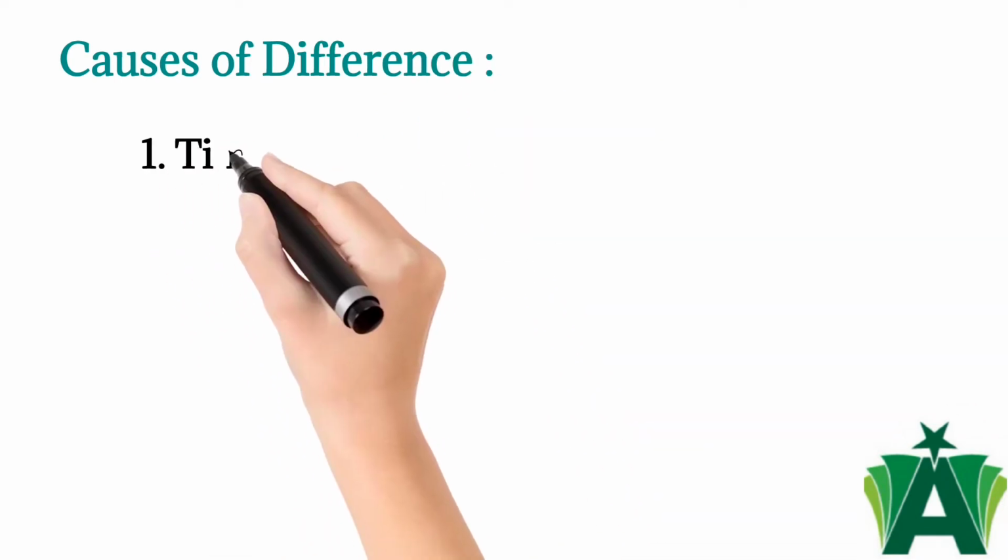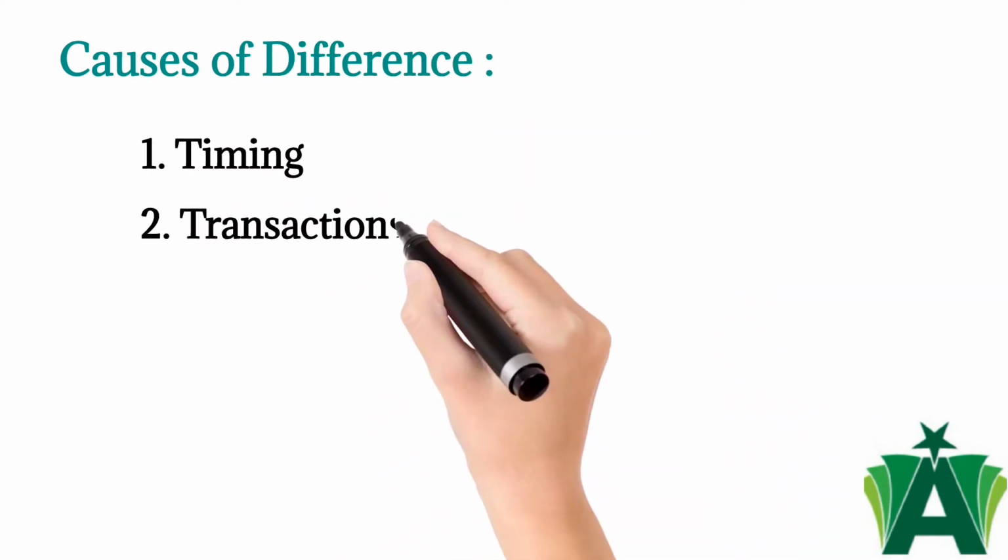Causes of difference. Number 1, timing. Number 2, transactions. Number 3, errors.